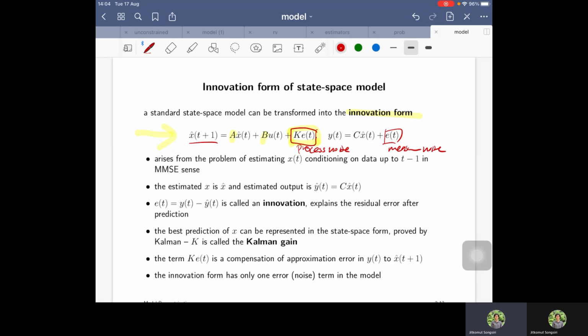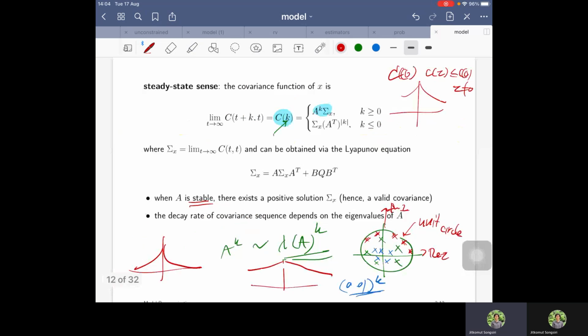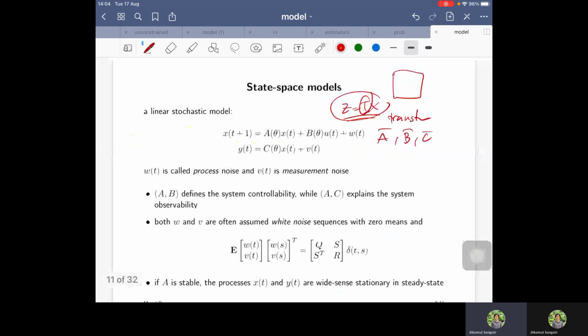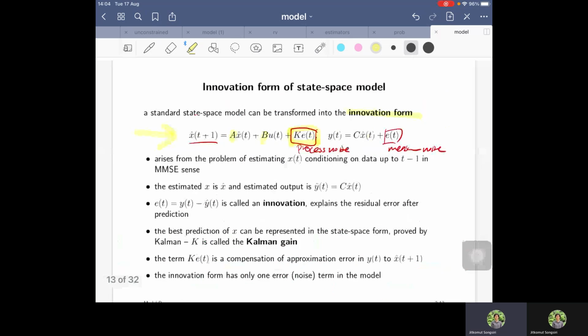One thing that is different from the standard one is that in the standard one, the noise contains two terms separately. But these two, W and V, are correlated. In the innovation form, it has only one term in the error. So how do we come up with this innovation form?